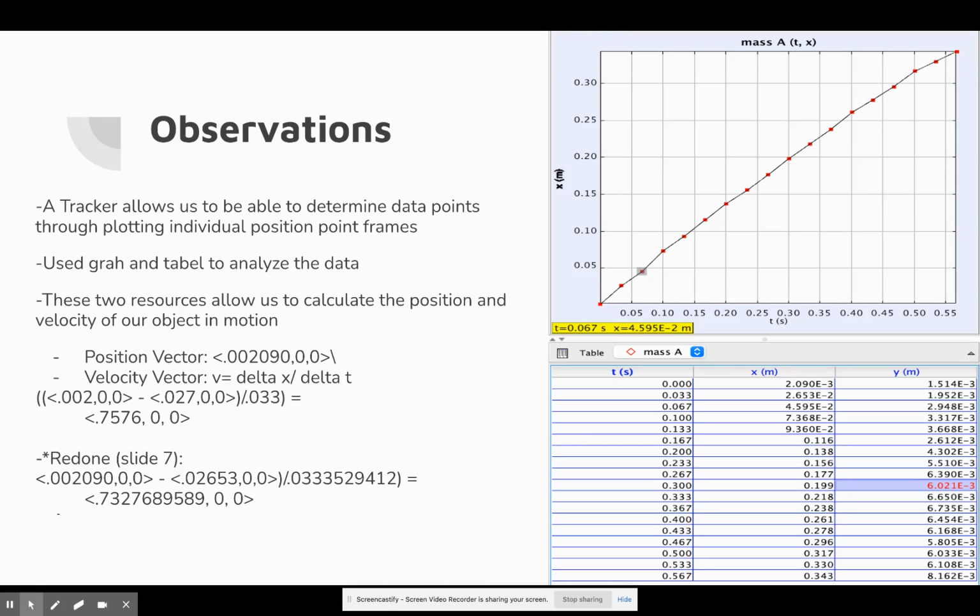So at t equals 0, the position vector is going to be about 0.002. And from our position vector, we're able to get our velocity vector to help us later on calculate that predicted motion using the Newton's second law equation. And I did realize a mistake after getting our predicted values and data table, and I had to come back and redo our velocity, and we can come back to that.